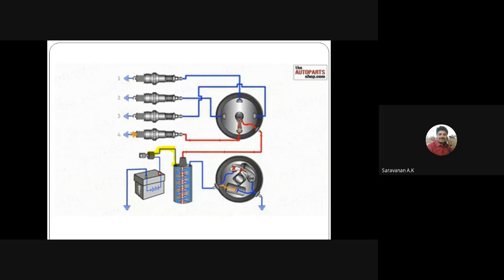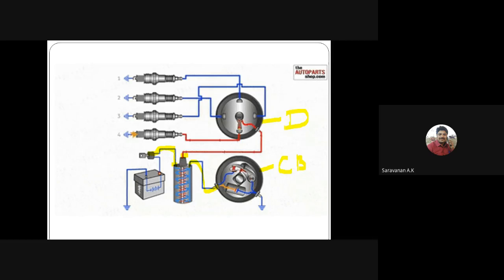One end is connected to the ignition switch, and the second end will be connected to the circuit breaker. And the red color here will be the high tension cable. The high tension cable will be connected to the distributor, right?